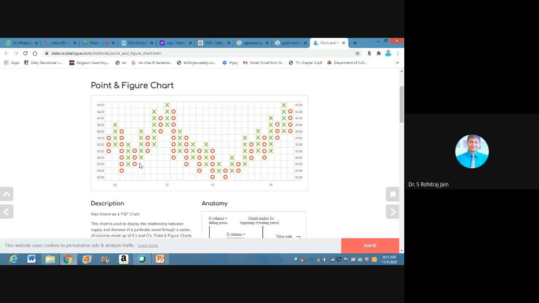The charts are constructed by deciding on the value represented by each X and O, that is zero. Any price change below this value is ignored. So point and figure acts as a sieve to filter out the smaller price changes. The charts change column when the price changes direction by the value of a certain number of X or O's. So this was about the point and figure chart.